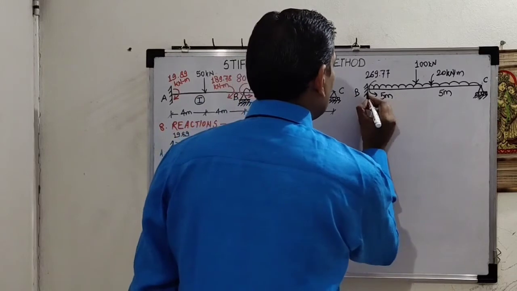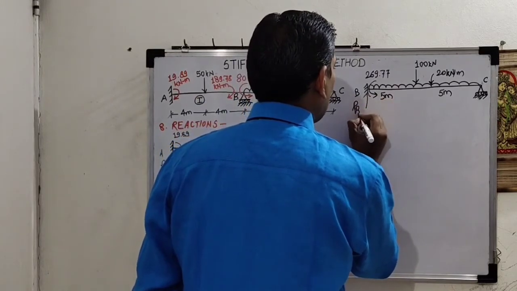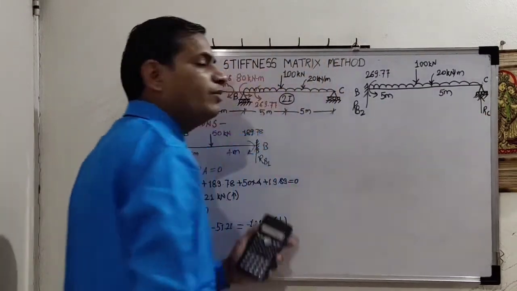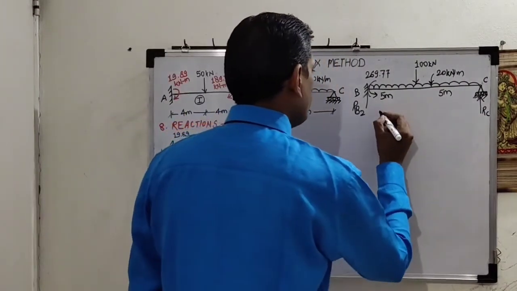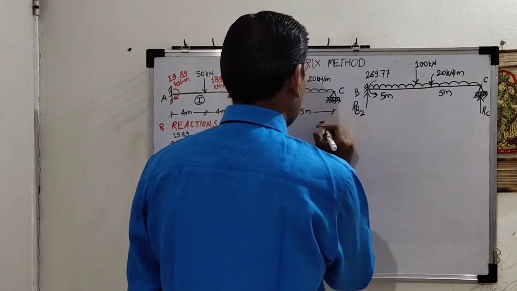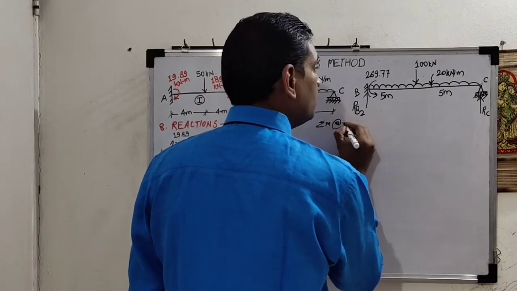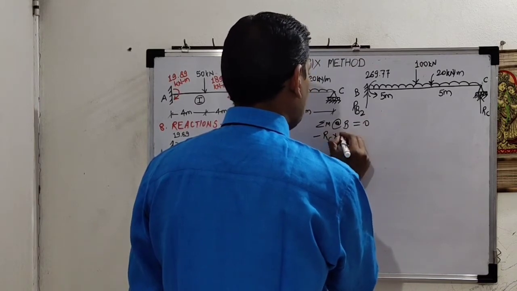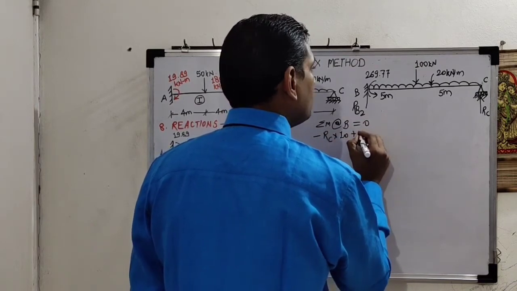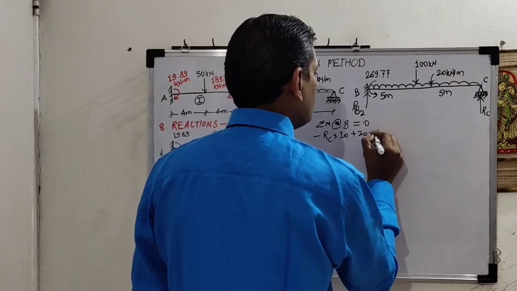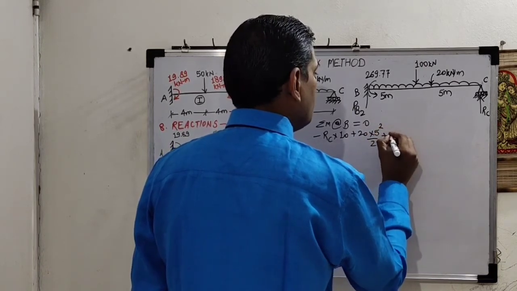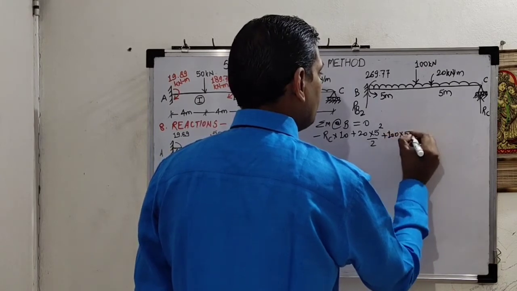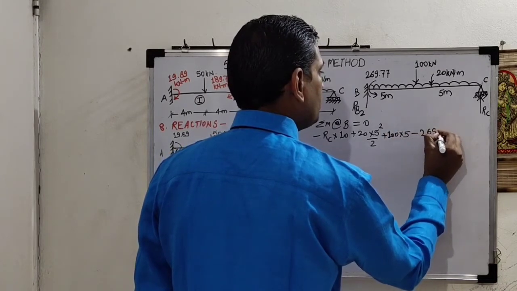Now we will show the unknown reactions and then we will find these two. So summation of moment about B is equal to 0. So minus RC into 10 plus 20 into 5 square by 2 plus 100 into 5 minus 269.77.